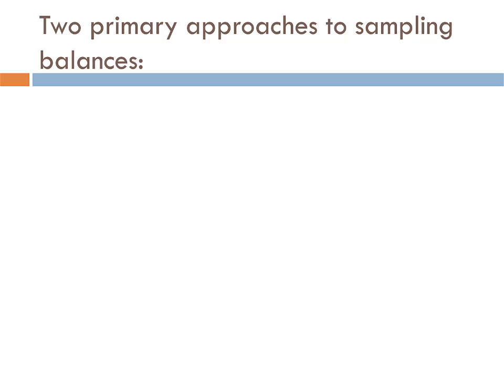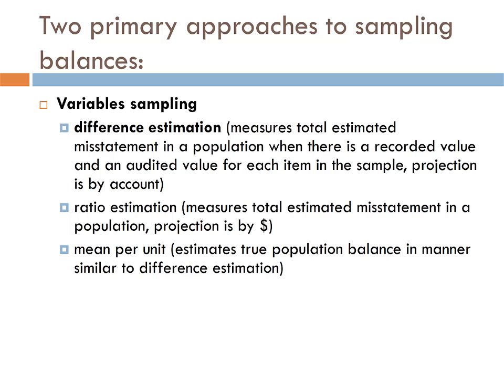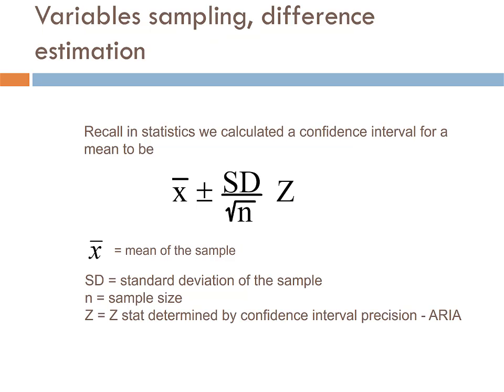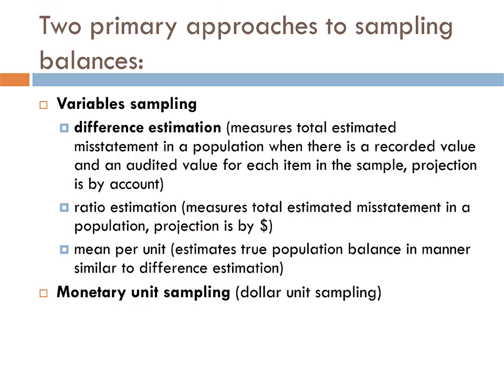All right, in part 2 of the Chapter 17 lecture, we're going to talk about the approaches to sampling for balances. As I said in part 1, there are two big methods that we typically cover in the semester of audit, and that's variable sampling, of which there are three types: difference estimation, ratio estimation, and mean per unit. And then there's monetary unit sampling. And we focus on difference estimation.